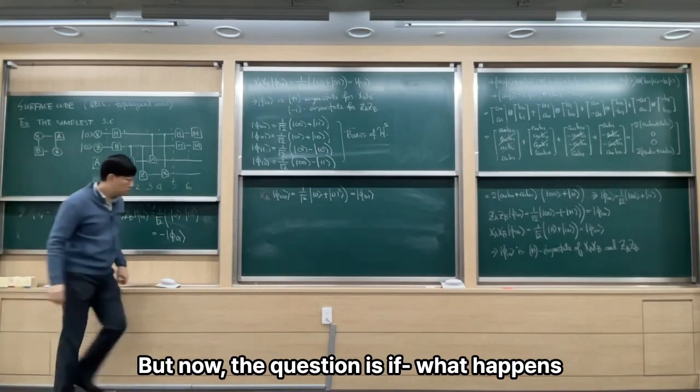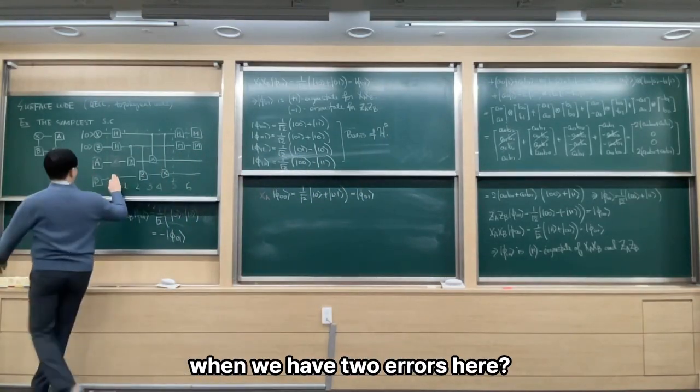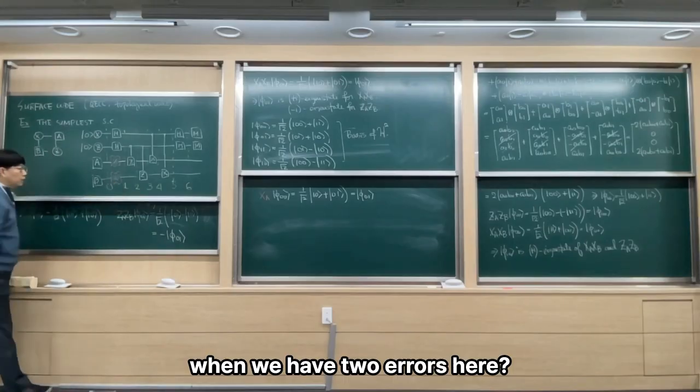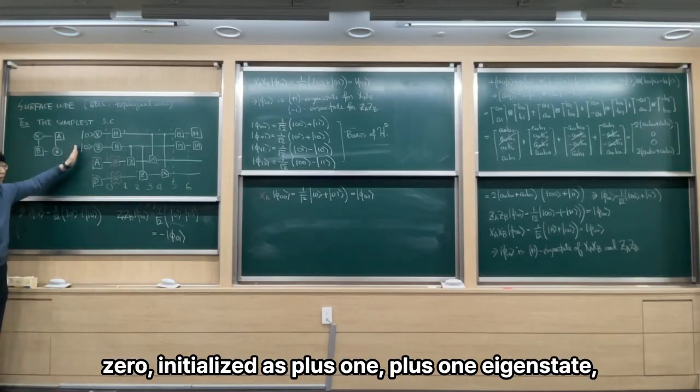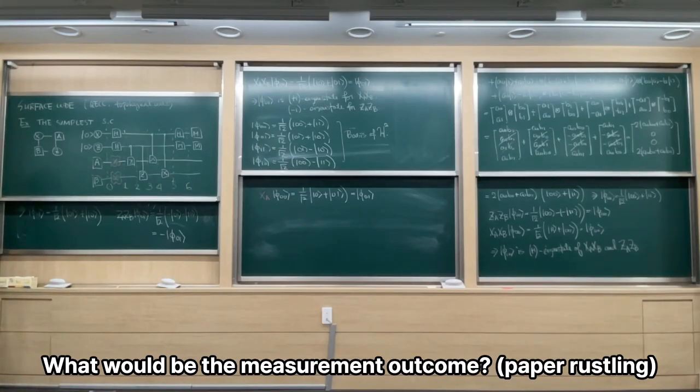But now, the question is, what happens when we have two errors here? So it was originally 0, 0, initialized as +1 eigenstate. And let's assume that there were two errors. What will be the measurement outcome?